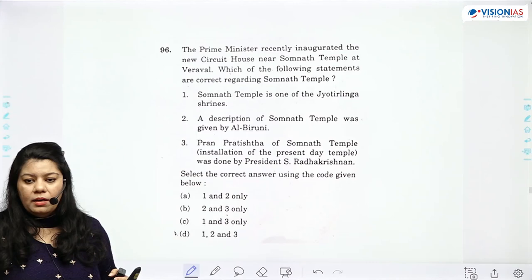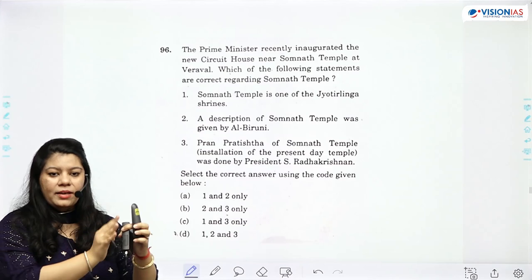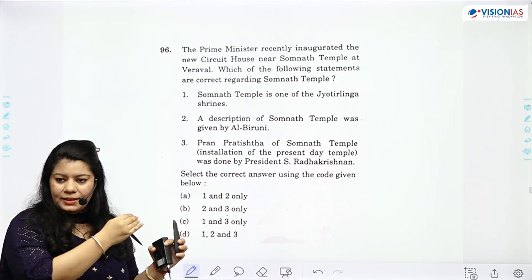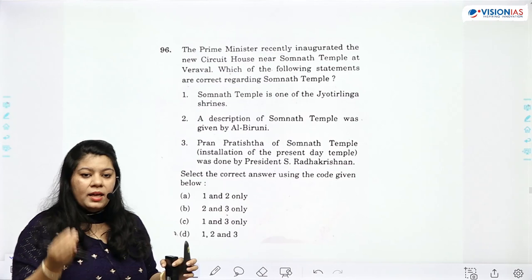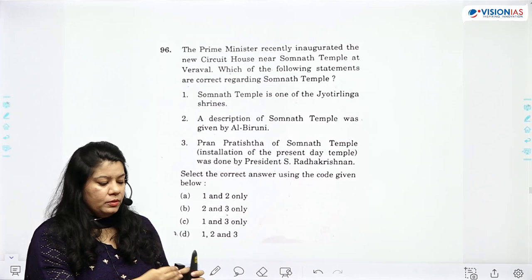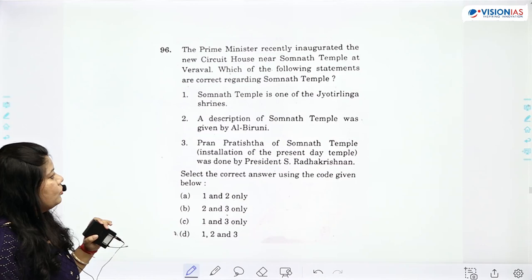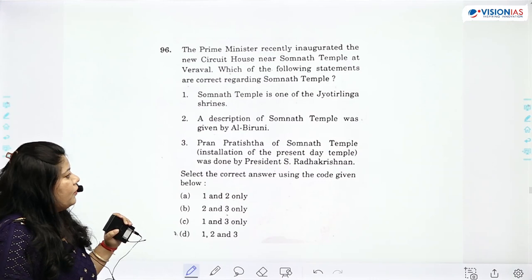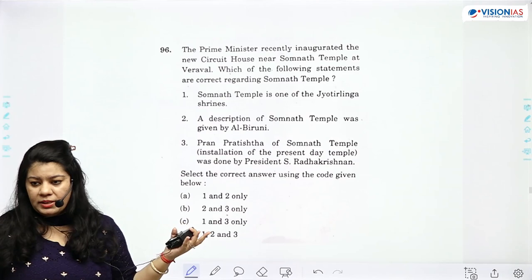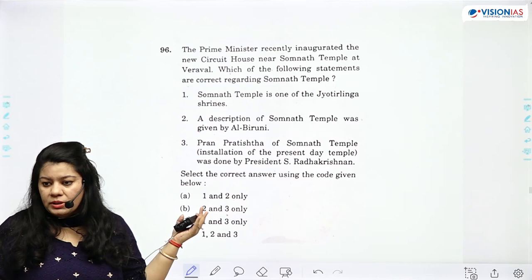Again, you just see the link. They are linking current affairs with the static. Now your task would be that you will not only read about where the visits have been to different cultural heritage places, but you need to prepare the static portion also surrounding those places visited by the dignitaries, right? So the first statement says Somnath Temple is one of the Jyotirlinga shrines. Yes. Second, a description of Somnath Temple was given by Al-Biruni. Everyone knows that Somnath Temple was attacked by Mahmud Ghazni, and Al-Biruni accompanied Mahmud Ghazni during the invasions. So one and two are correct.